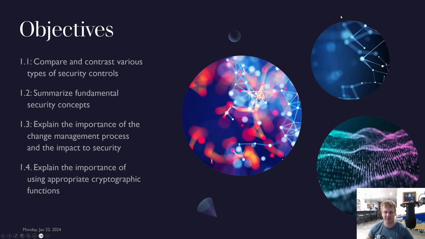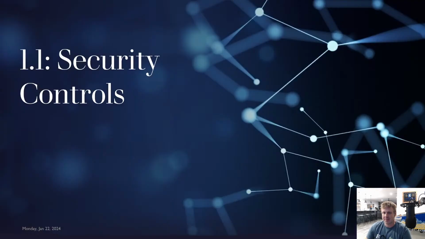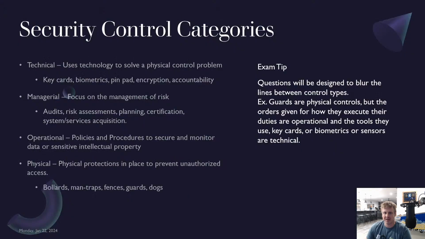So we've got our 4 objectives for Domain 1. Compare and contrast various types of security controls, summarize fundamental security concepts, explain the importance of change management process and the impact to security, and explain the importance of using appropriate cryptographic functions. So the first part is our security controls.